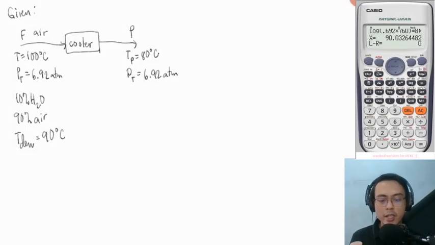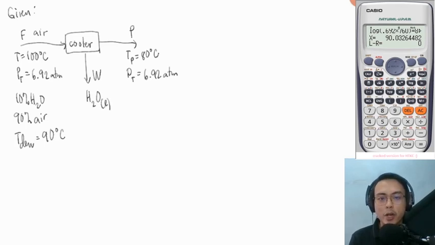So since this is a cooler, you're cooling the gas, and since the temperature of your product is below the dew point temperature of your feed, that means that there's something that condenses. And if there's something that condenses, you have to add a stream in your unit. You have to add the liquid water condensate. So we specified that the water here is liquid.